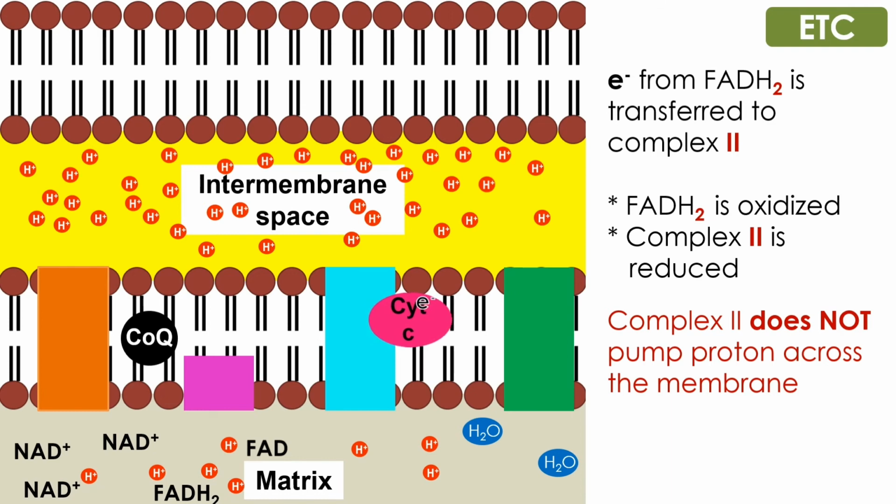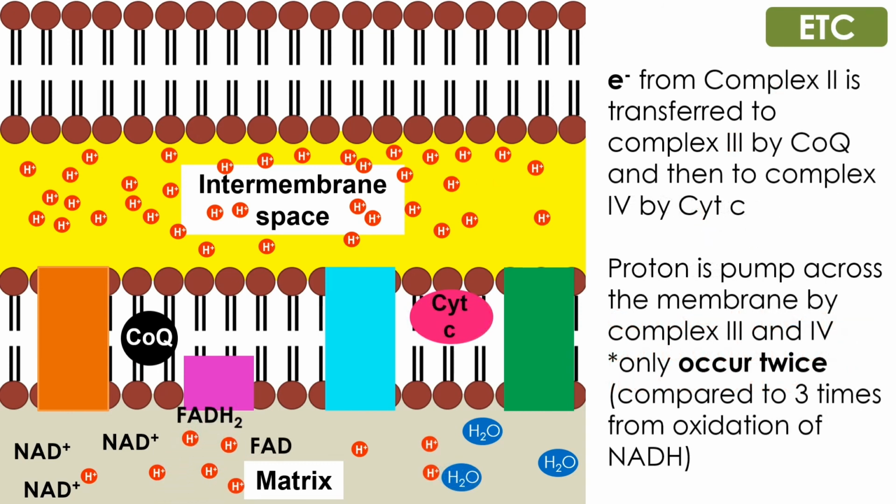As we can see, both complex 3 and complex 4 will pump protons against the concentration gradient once they receive the electrons. Finally, the electrons will also be passed to oxygen molecules to form water. Then the process repeats for each of the FADH2 produced during Krebs cycle. Overall, oxidation of FADH2 will only involve flow of electrons from complex 2 to complex 3 and then finally to complex 4 and pump protons twice.